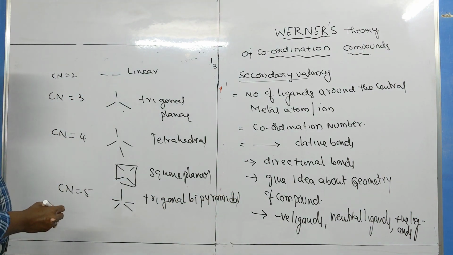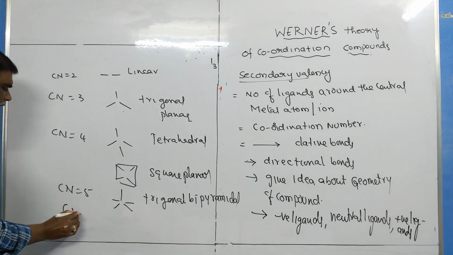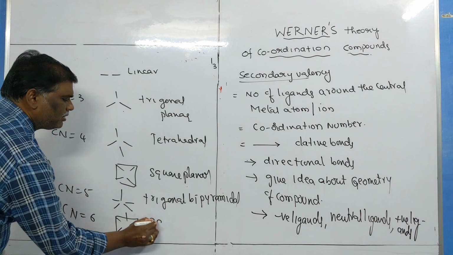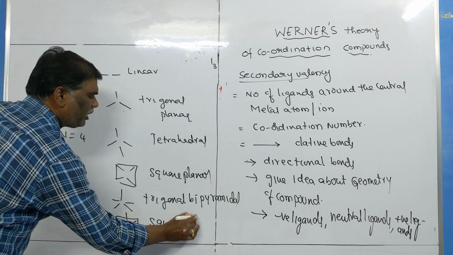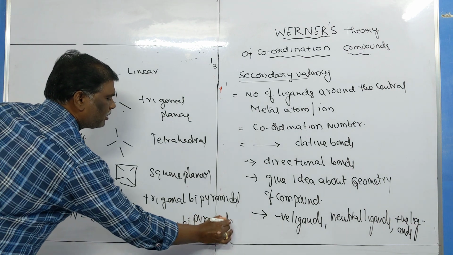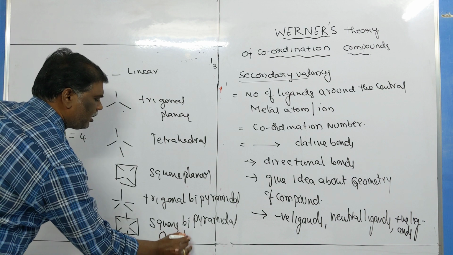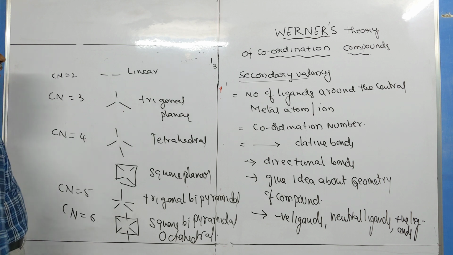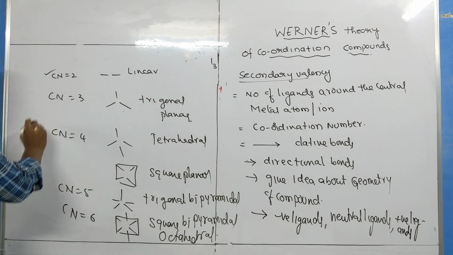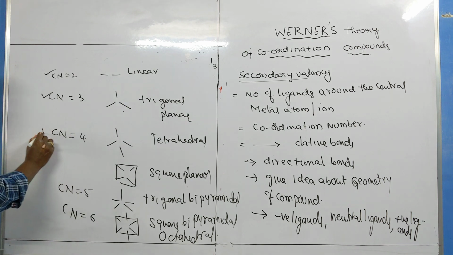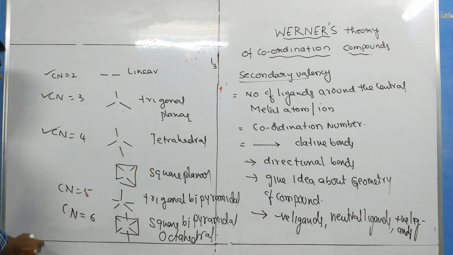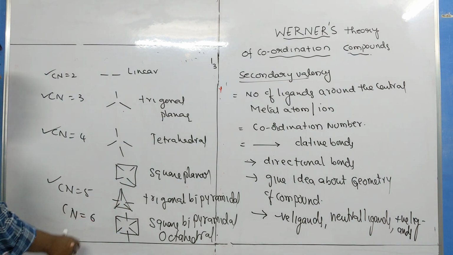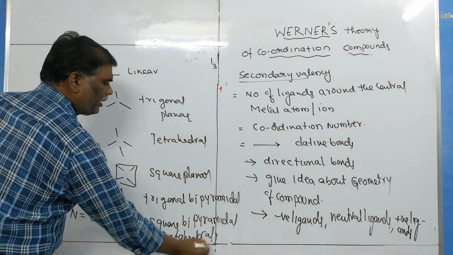Whereas coordination number 6 represents octahedral or square bipyramidal. Thus, the coordination number gives the shape of the complex. Coordination number 2 represents linear, 3 represents trigonal planar, 4 represents tetrahedral or square planar. Coordination number 5 represents trigonal bipyramidal. Coordination number 6 gives square bipyramidal or octahedral.